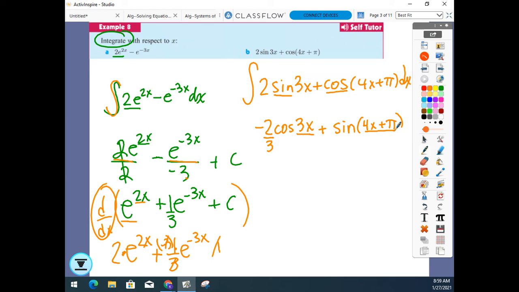Chain on the derivative of 4x plus pi with division. I'm just going to make that a coefficient of sine out front, plus c.